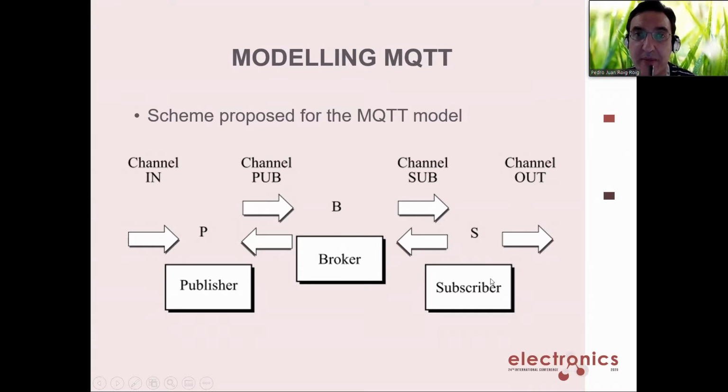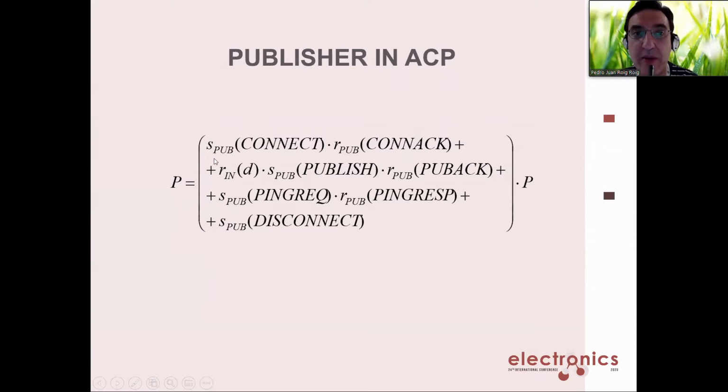Regarding the publisher, the publisher sends a connect message to the broker. Then the publisher gets information in from the real world through a sensor, and this passes on to the broker through a publish message. Then we have a keep alive to the broker in order to maintain the connection, and then a disconnect message just to break the connection to the broker.